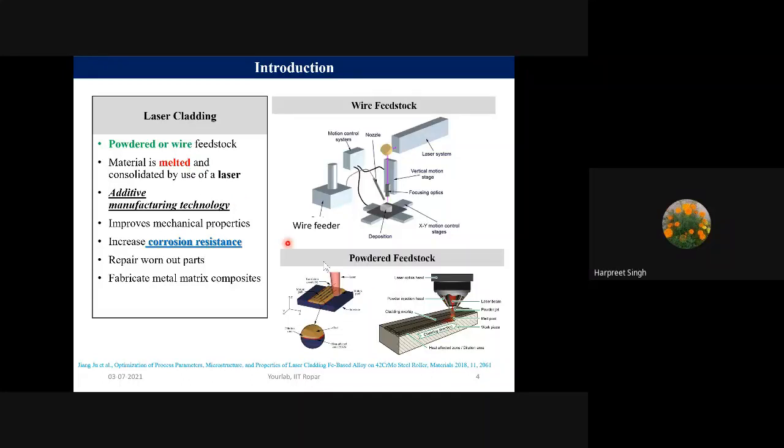Another thing happening here is that as soon as you have the melted material, you will have some kind of heat affected zone also. If you are developing a copper coating on, say, steel, there will be some kind of dilution, and some diffusion will also take place in the vicinity of the interface between the coating and the substrate.